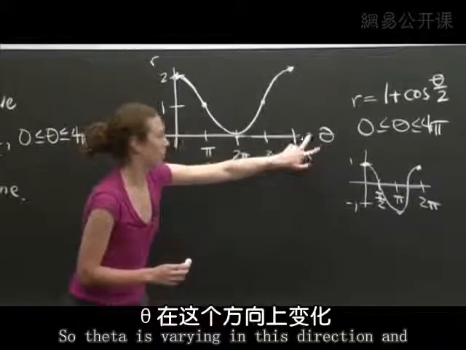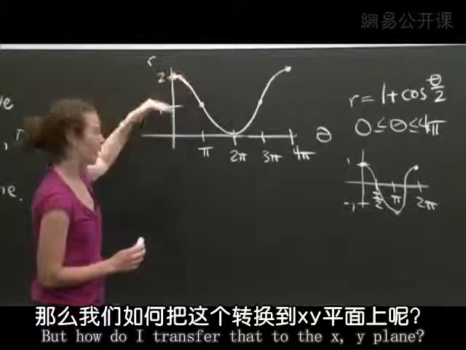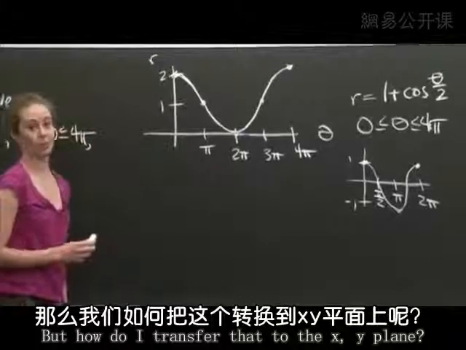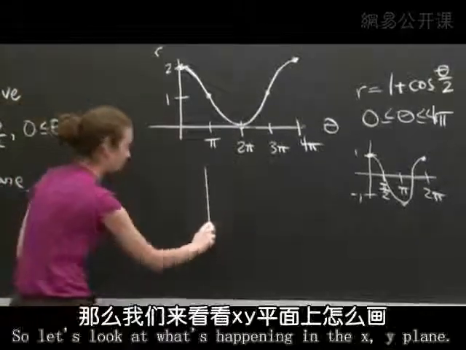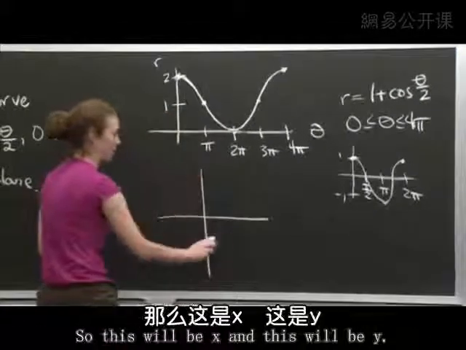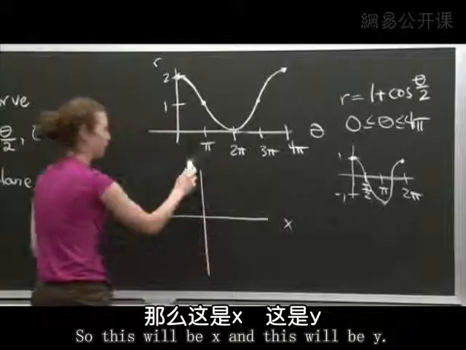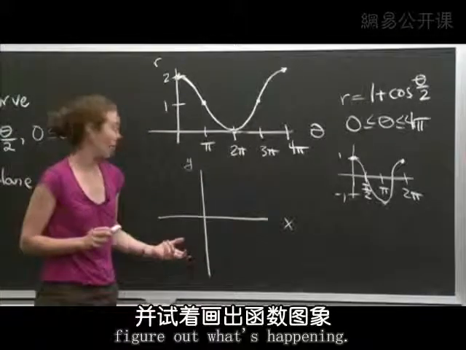what we consider the r-theta plane. So theta is varying in this direction and r is varying in this direction. But how do I transfer that to the xy plane? That's the real point that I want to make about this problem. So let's look at what's happening in the xy plane. So this will be x and this will be y. Let's pick some points and try and figure out what's happening.